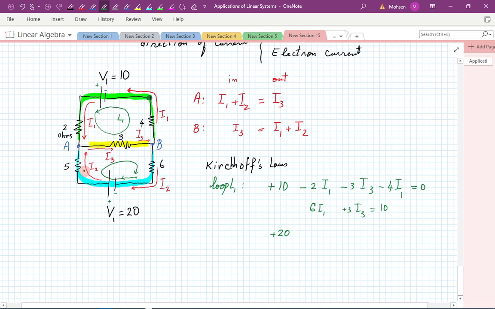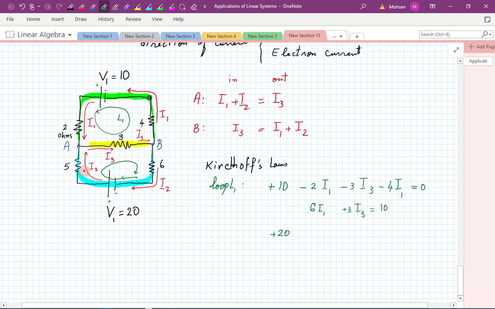So let's write our equations. I have 6I1 plus 3I3 is equal to 10, and the other one is 11I2 plus 3I3 is equal to 20. Well, I have 3 variables I don't know, I1, I2, I3. I have 2 equations. Where is my other equation? Do you see the other equation?